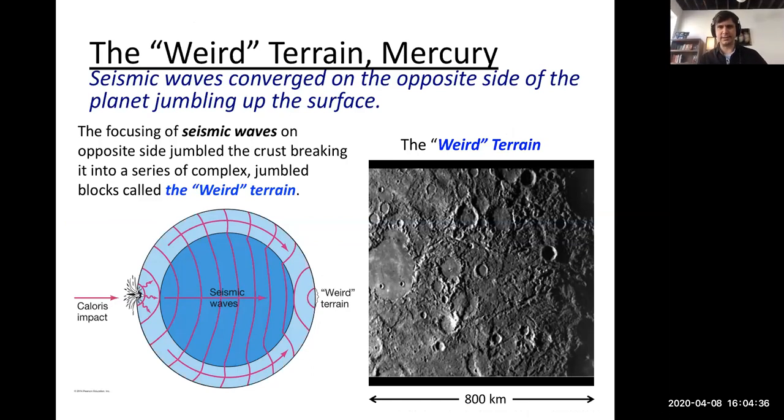that's me simulating the earthquake that would have resulted, the Mercury quake, and it would have jumbled up the surface on the direct opposite side, and in fact it did. So on the direct opposite side of the planet from the Caloris Basin, we have what we call the weird terrain, because it doesn't make any sense. It's a very strange looking terrain. That's a very jumbled up surface. So we call it the weird terrain. Again, really great at naming. You can see it here is a fairly large swath. This is 800 kilometers across.